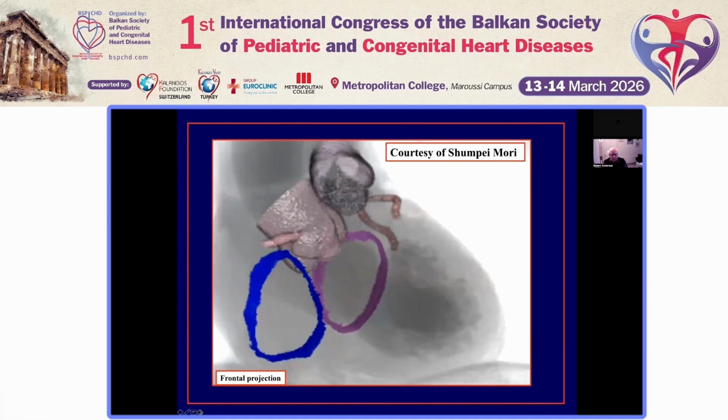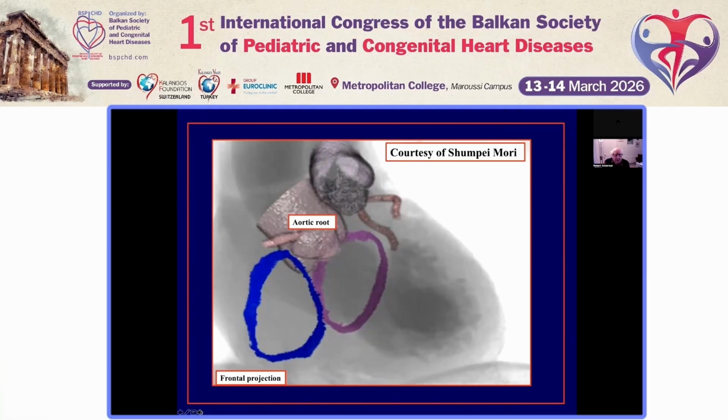And we can see that most beautifully in this segmented computed tomogram that was prepared for me by Shumpei Mori. I worked with Shumpei for quite some time. He's now an anatomist and a cardiologist in his own right, working at the University of California in Los Angeles. And he prepared for me this beautiful segmented computed tomogram put into the setting of the chest radiograph. And there beautifully you see the aortic root giving rise to the coronary arteries.